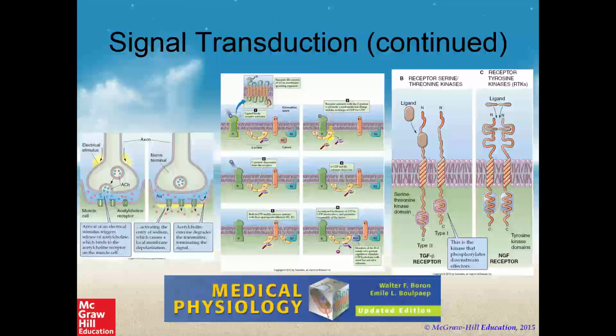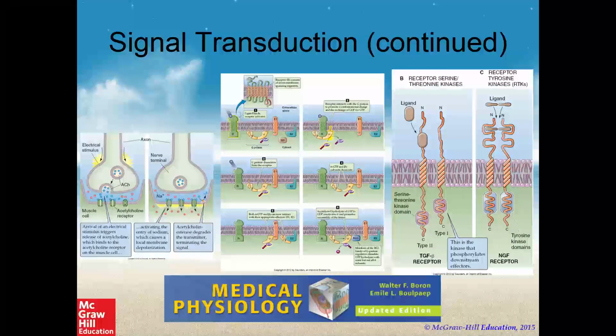So signal transduction. Over here we have ionotropic receptors, right? Neuromuscular junction: acetylcholine released from a motor neuron binds to acetylcholine receptors on skeletal muscle fibers, causing them to open sodium channels. All right, so that's an ionotropic response.